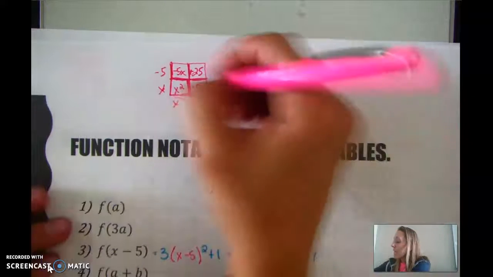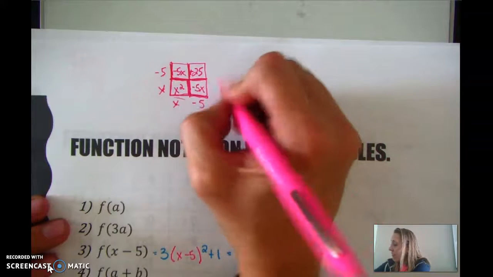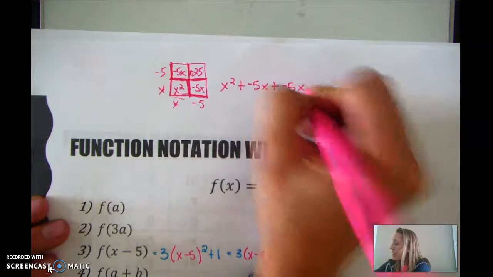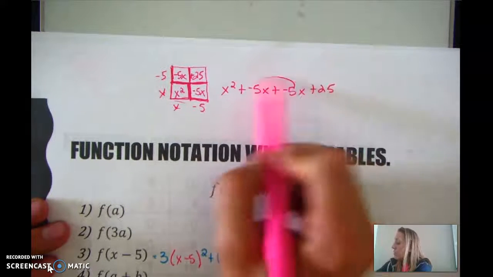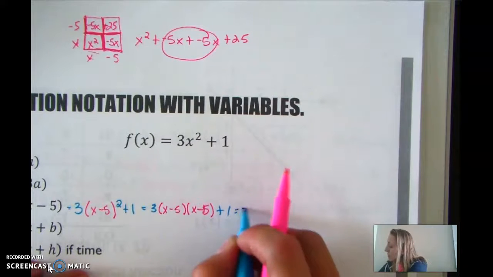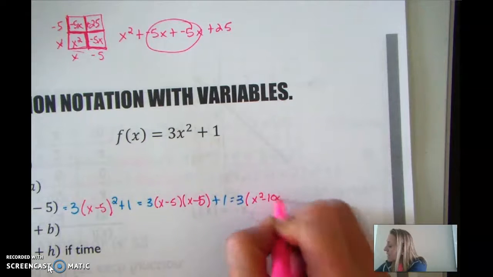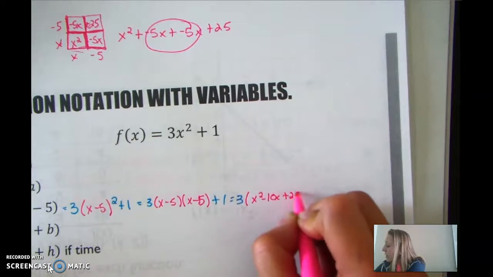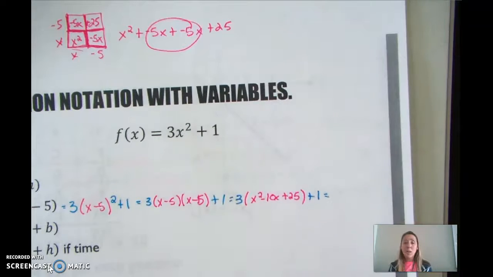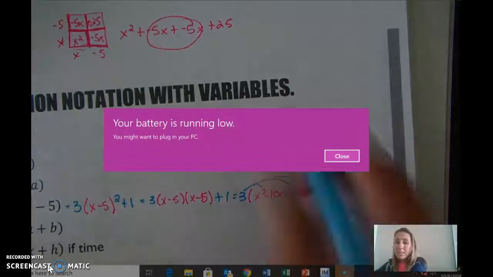So then we take the inside of that and we add up everything that's in there, right? So we have x squared plus negative 5x plus negative 5x plus 25. We can combine our like terms and we're going to get that this equals 3 times x squared minus 10x plus 25, and then all of that is plus 1. But we're not done. We still have parentheses and we still have a 3 we need to distribute. So I'm going to distribute the 3 to all of these.